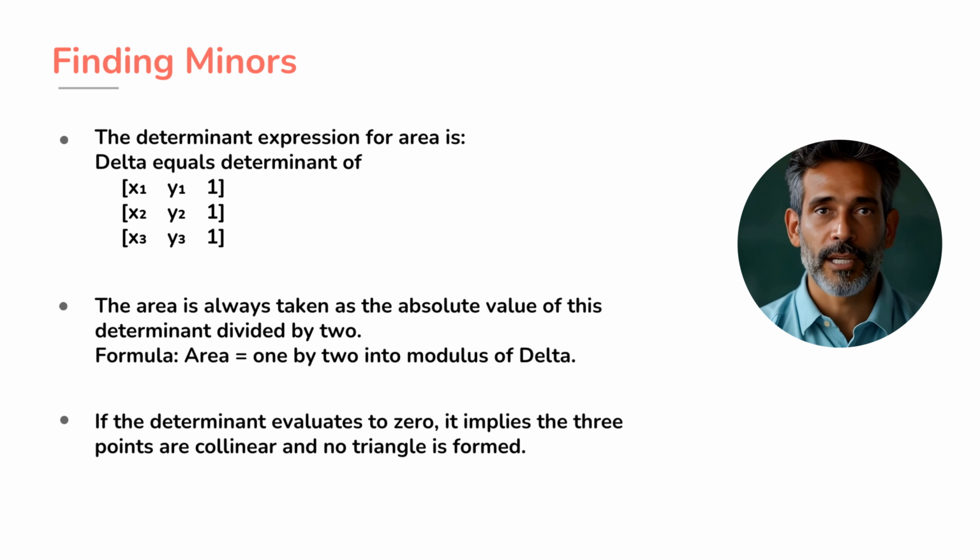This setup represents a homogeneous coordinate system and ensures consistency in geometric interpretation. And here's a cool observation. If this determinant becomes 0, it means all 3 points lie on a straight line. In other words, they are collinear. So, no triangle is formed and area is 0.